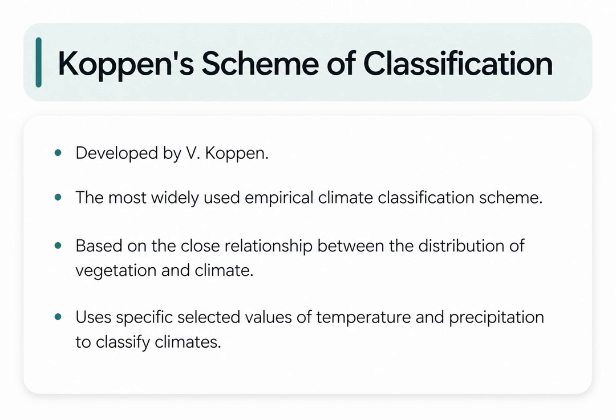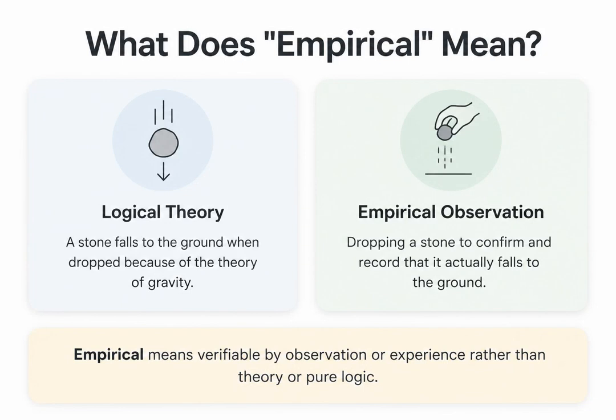zones across the globe. You might be wondering, what exactly does empirical mean in this context? An empirical approach relies on observation and experience rather than pure logic or theory. For example, logic tells us a stone falls when dropped, but an empirical approach means actually dropping the stone, observing it fall, and recording the data. Koppen didn't just theorize about climate. He used hard, observable data on temperature and rainfall to define his zones.